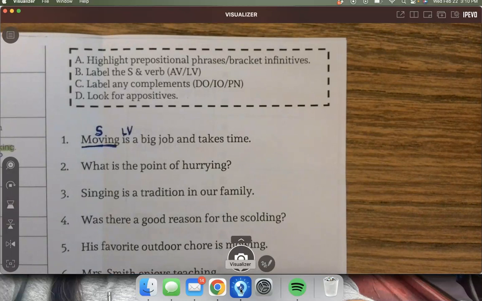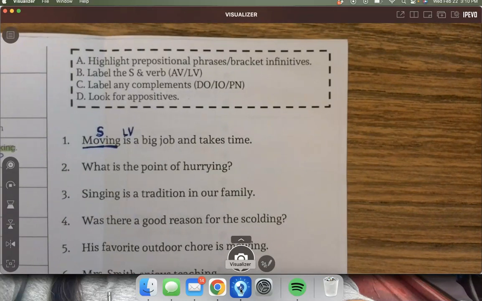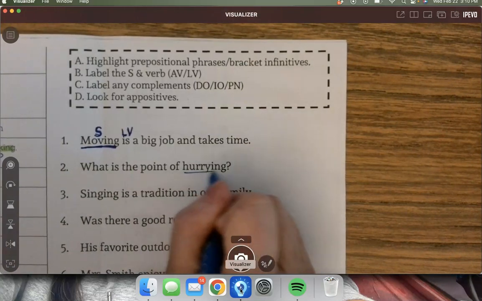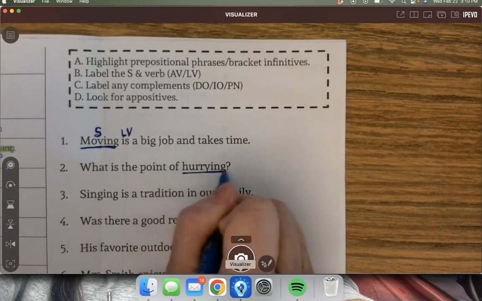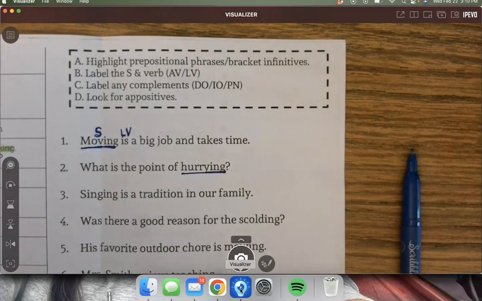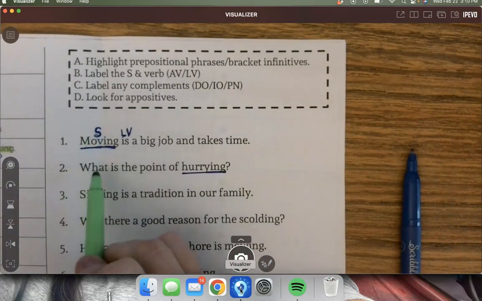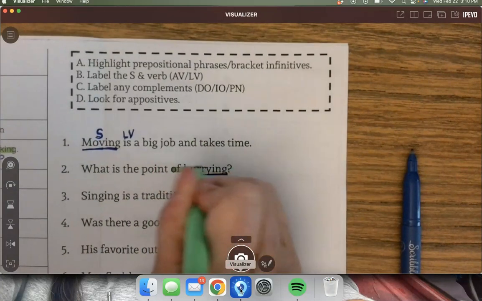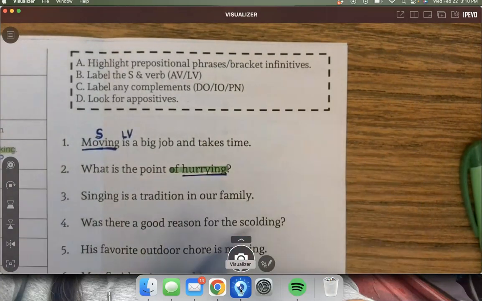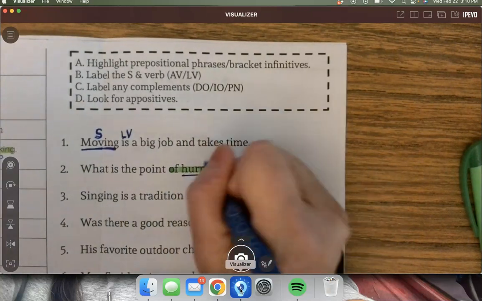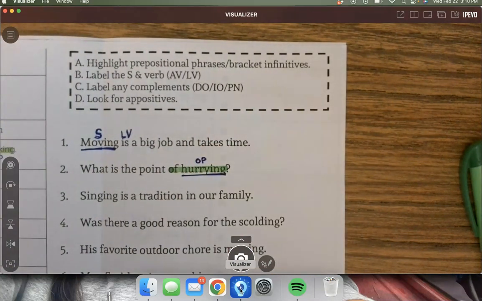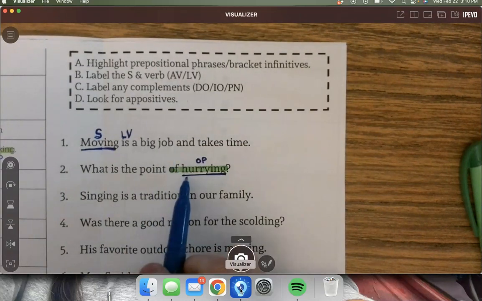The next question says, what is the point of hurrying? I'm going to go look for my gerund. I see the verb hurry, and it ends in ing, so that must be my gerund. And I'm going to go look for prepositional phrases, and I see the word of. Of what? Of hurrying. There's a prepositional phrase. That must mean that hurrying is doing the job of the object of the preposition. It's at the end of a prepositional phrase.